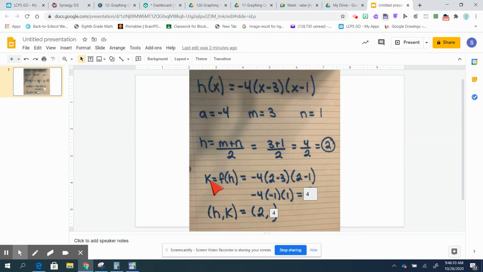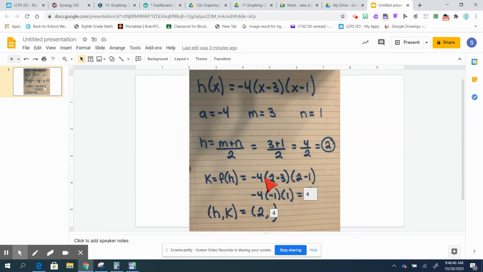To find our k, we're going to substitute our h into our original equation. So where there's an x, we're going to put in a 2. Now we have -4 times 2 minus 3 times 2 minus 1, which gives us -4 times -1, which gives us +4. 4 times 1 is 4. Somehow I made that equal to 1 instead of 4. So we'll try this answer. Now our vertex is going to be our h and our k, which is (2, 4).